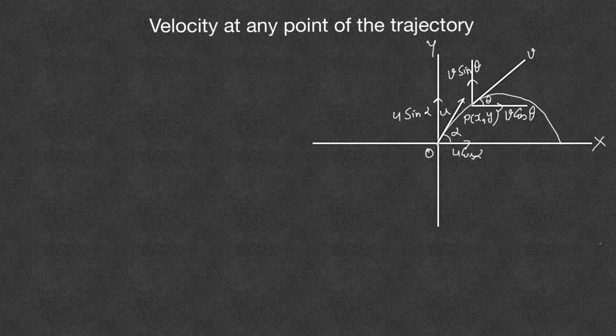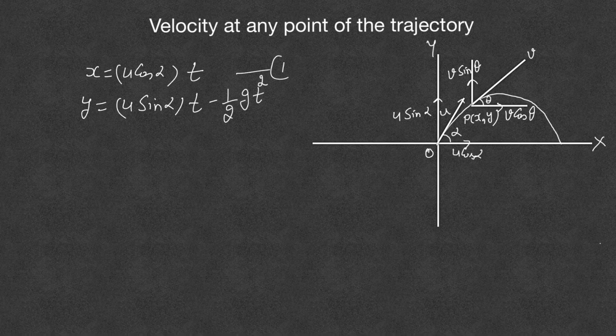Before proceeding further, we have studied two important formulae during the motion of the projectile, and I am going to write them again. x equals u cos alpha t, and y equals u sin alpha t, equation number 1 and equation number 2. These are the coordinates of any point on the trajectory, which we have derived earlier.